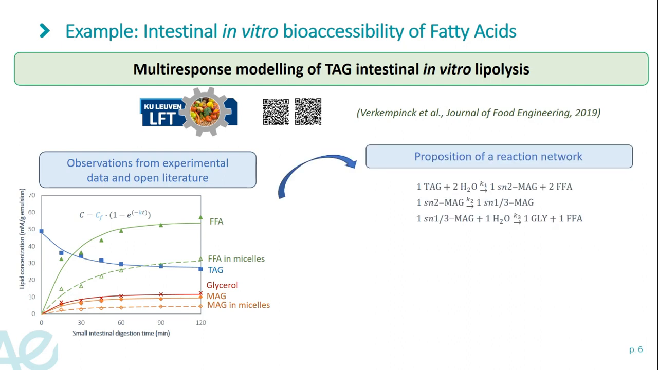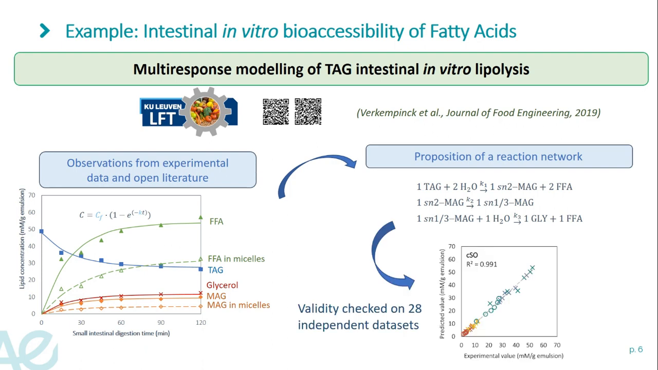They then proposed a reaction network made of three reactions. One triacylglycerol can release the SN2 monoacylglycerol and two free fatty acids. And they also considered that the SN2 monoacylglycerol can be further isomerized into the position SN1 or SN3. And thereafter, this new monoacylglycerol can be further hydrolyzed into one glycerol and one free fatty acid. So they could validate their model on 28 independent datasets with very nice correlation between the predicted and experimental values. So clearly with that model, we can simulate all the main species that are met during in vitro lipolysis.